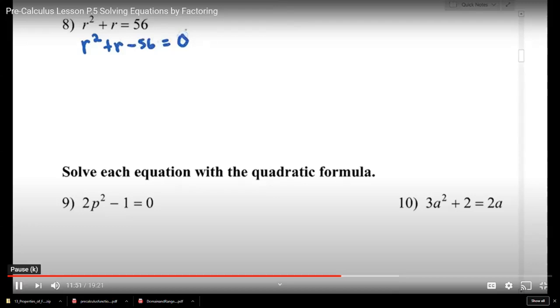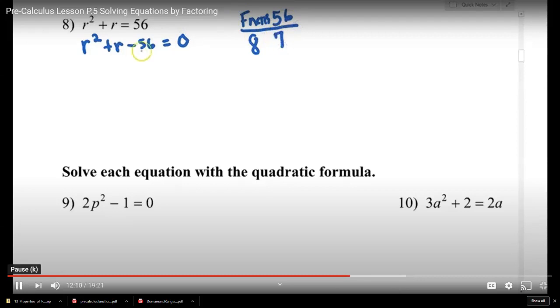Equals 0. So now you have to give me the factors of 56. I think they're 8 and 7. 8 times 7 gives you 56. So we have 8 times 7.